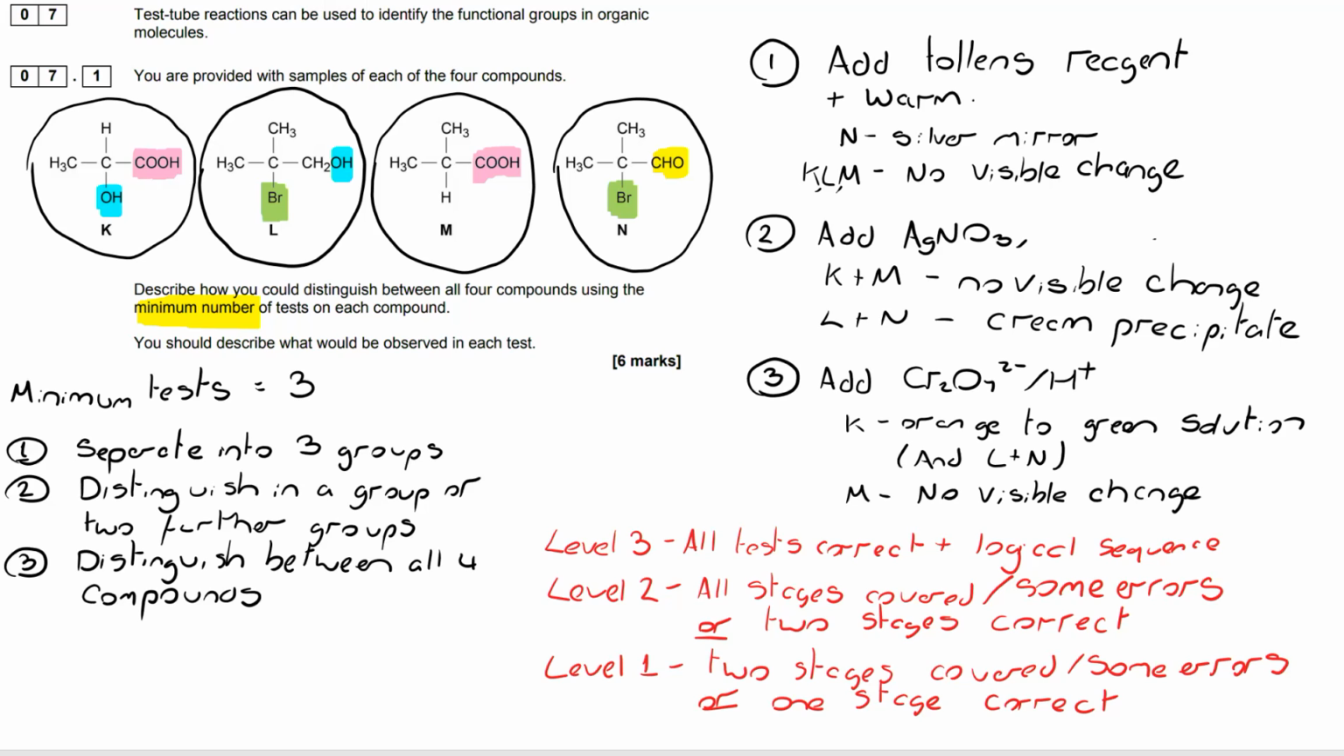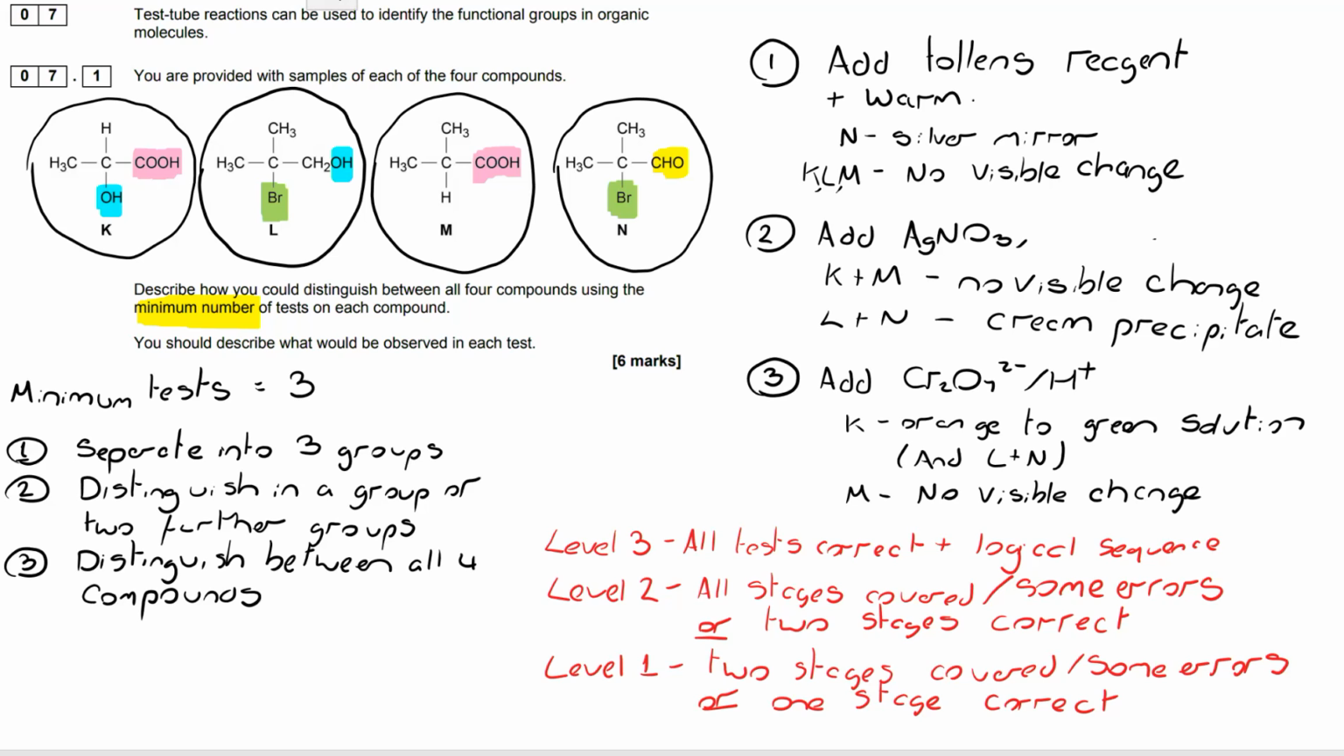So to do this, to get a level 3, to get into the 5 and 6 marks, all tests need to be correct. There needs to be a logical sequenced order. For level 2, you would need to have covered all stages. There'd need to be 3 tests identified, but they might not have been perfect. Or you've done 2 of the tests entirely correctly and not done the third one. And to get the level 1, you've at least attempted 2 of the stages, or you've done 1 stage perfectly.